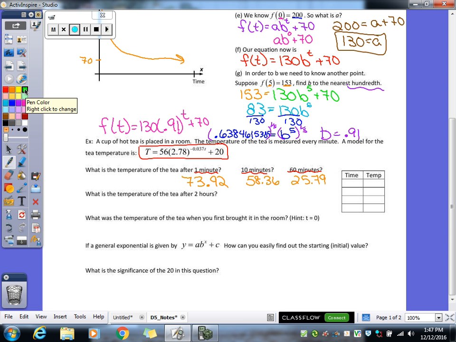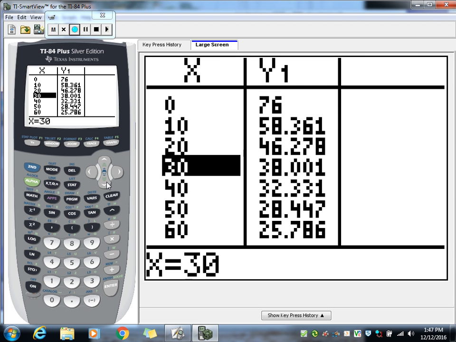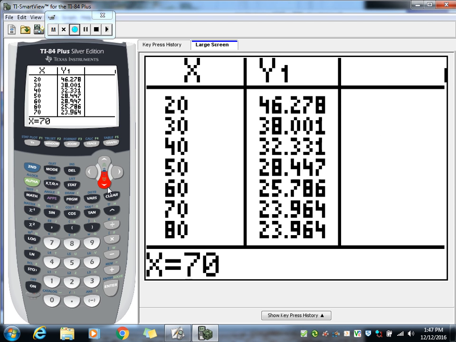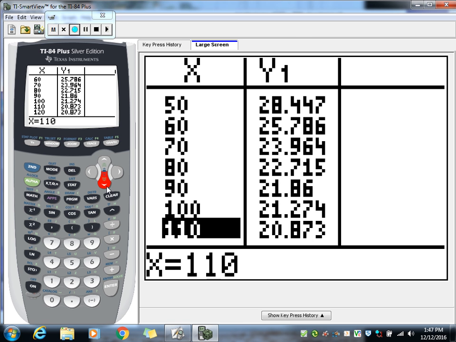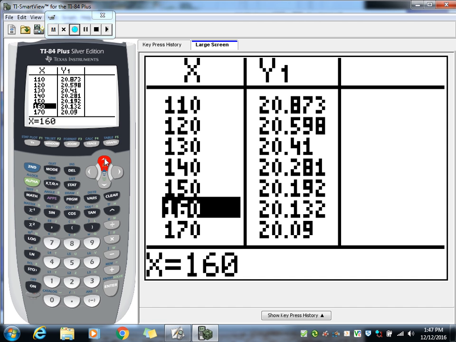So now what is the temperature of the tea after 2 hours? But our table is in minutes, so how many minutes are we looking for? So again, if you've changed your table to be going up by tens, it's a lot easier to get to 120. So 20.60, yep.